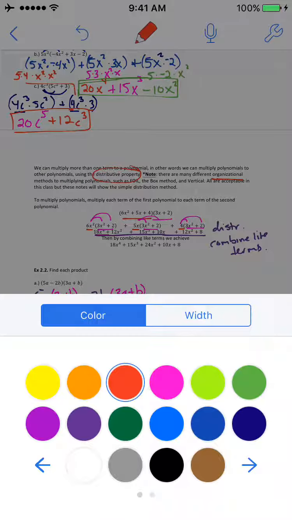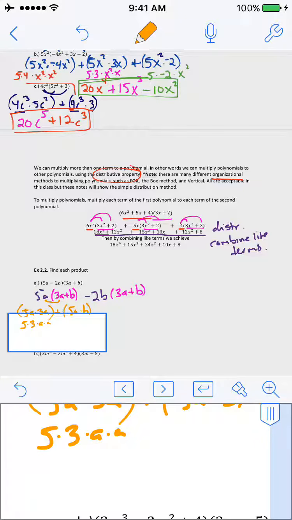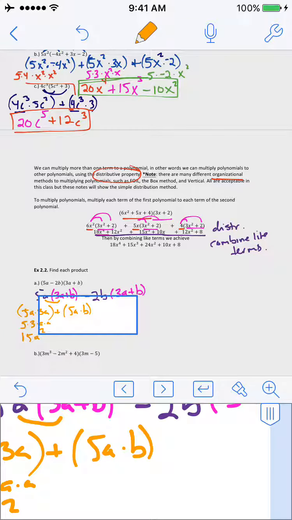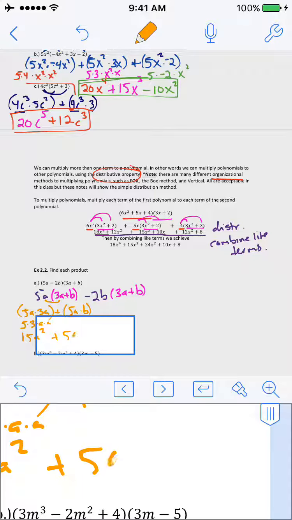I've got 5 times 3 times a, which gives me 15a squared. Cool. Do the second one. 5 times a times b. Nothing really to simplify there, so 5ab is my second one. Thumbs up. Cool. Sounds good.